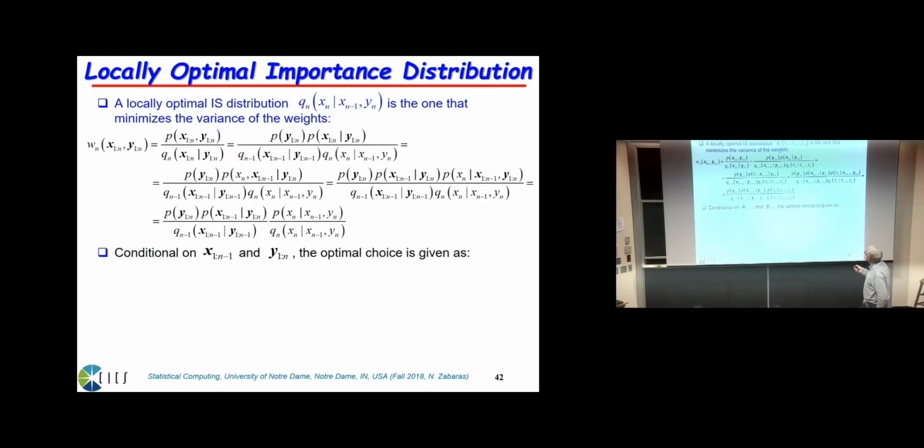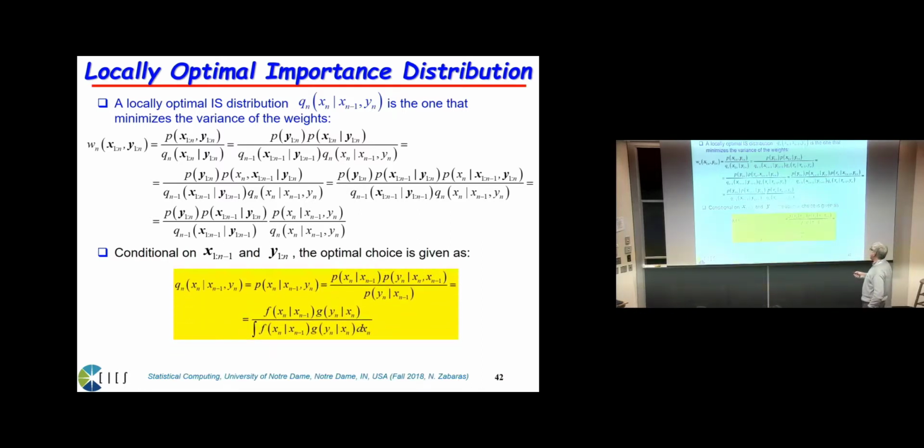Say it again? Maximum. The maximum? What maximum? So the optimal would be to actually use Qn equal to this p of xn given xn minus 1, comma yn. All right? Because this will eliminate any change on xn. This is a constant value, so the variance incrementally will be 0. Okay? So here is the optimal choice of importance distribution. This is a very, very important statement here.